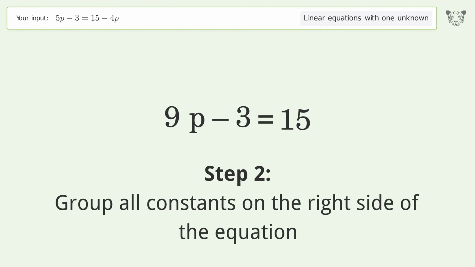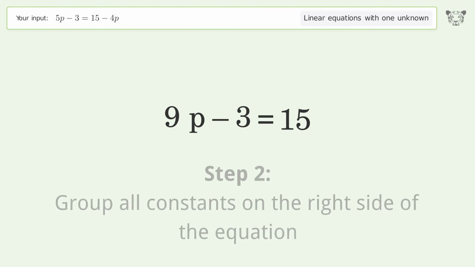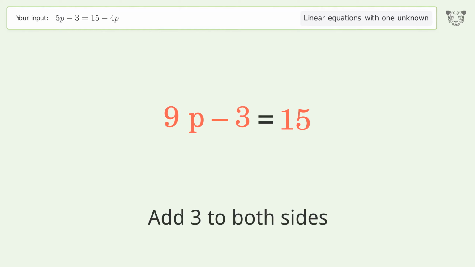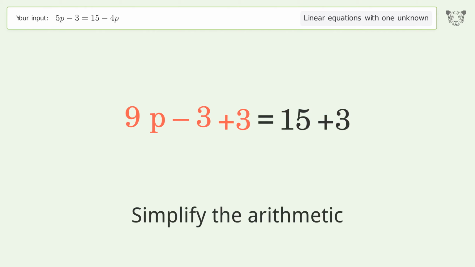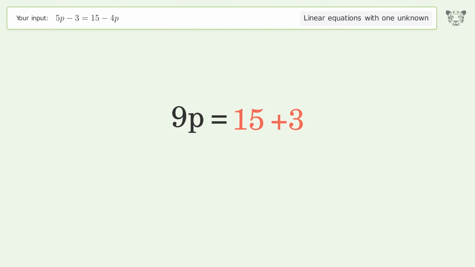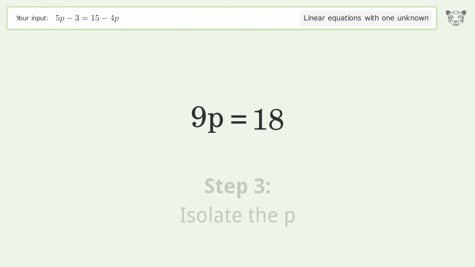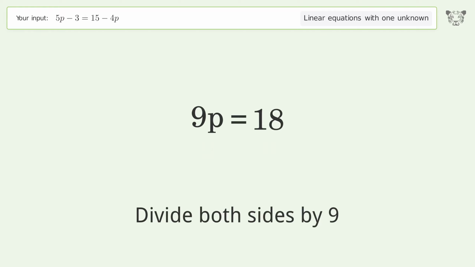Group all constants on the right side of the equation. Add 3 to both sides. Simplify the arithmetic. Isolate the p. Divide both sides by 9.